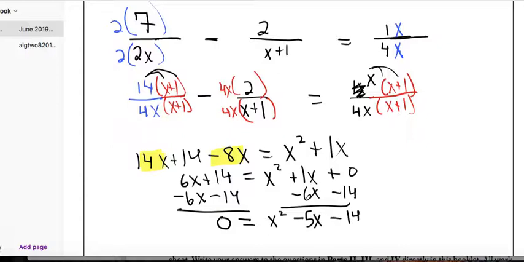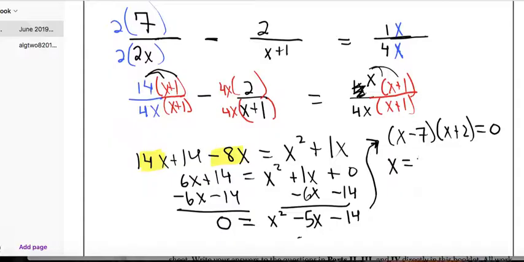Let's solve by factoring. Which two numbers multiply to negative 14 and add to negative 5? Negative 7 and 2. So it'll be x minus 7, x plus 2 equals 0. Negative 7 times 2, negative 14. Negative 7 plus 2 is negative 5. So if x minus 7 is 0, I get x equals 7. If x plus 2 is 0, I get x equals negative 2.